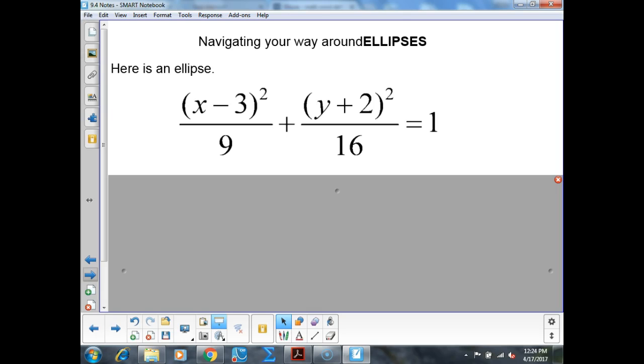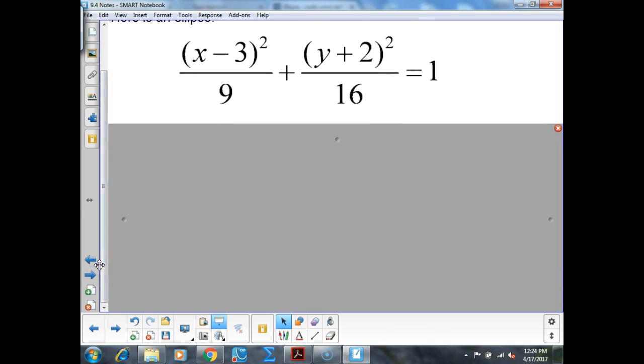We are going to graph that ellipse right now. We're only going to graph one graph today. These steps that we're going to go through will be extremely beneficial for you in graphing ellipses from here on out. So, let's do it.